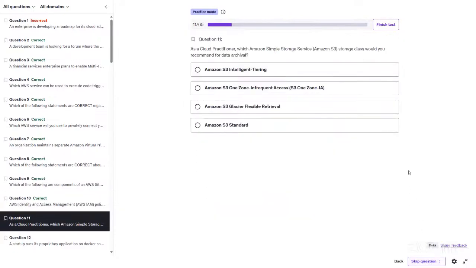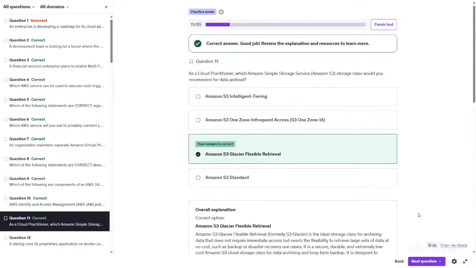All right, so maybe we can do this last one because it's in S3. As a cloud practitioner, which Amazon Simple Storage Service class would you recommend for data archival? That should be straightforward. Archival means to store for a long period of time. We won't use Intelligent-Tiering for that. We wouldn't use One Zone-Infrequent Access. We wouldn't use Standard. We would use Glacier Flexible Retrieval. All right, and there we are.